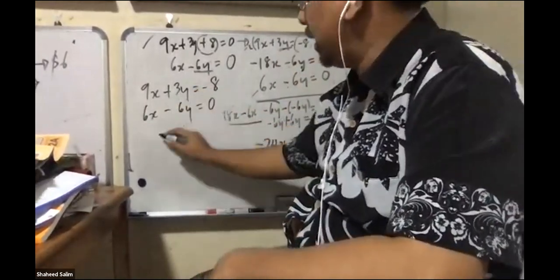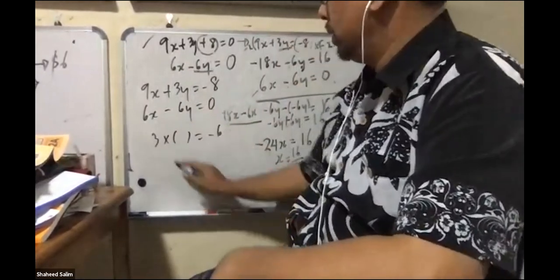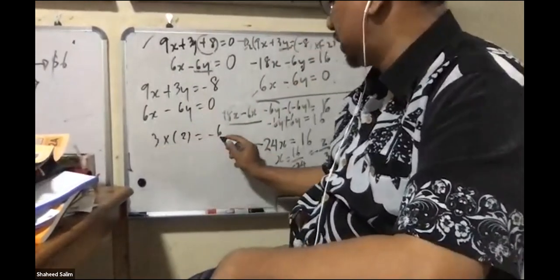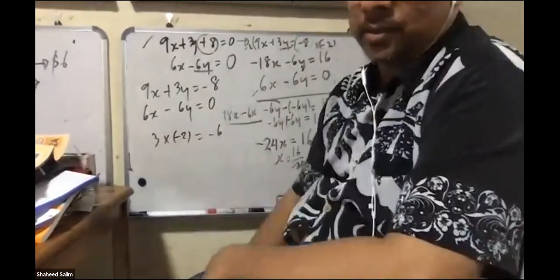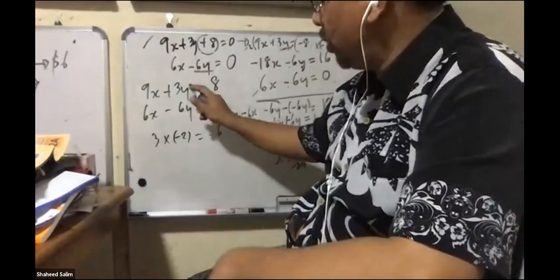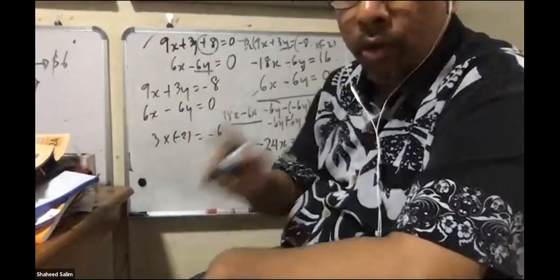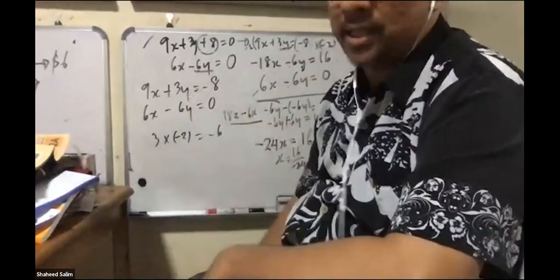So 3 times 1 equals minus 6? 3 times 2 equals 6. Plus times minus equals minus. Can you see now? I'm not going to times this by 2. I'm going to times this by minus 2, so I can get the exact number, minus 6y.